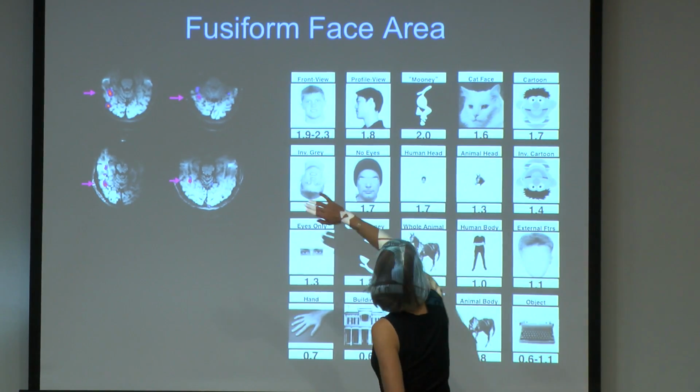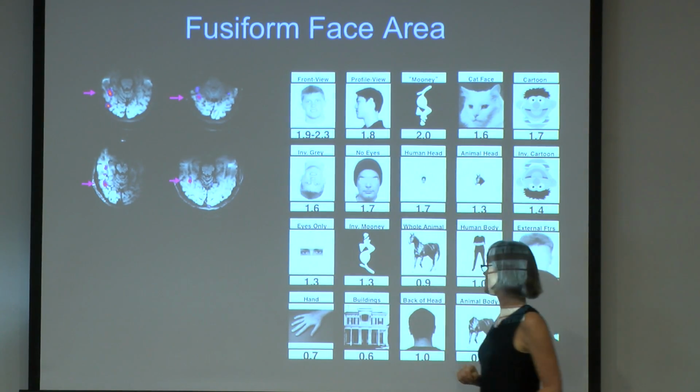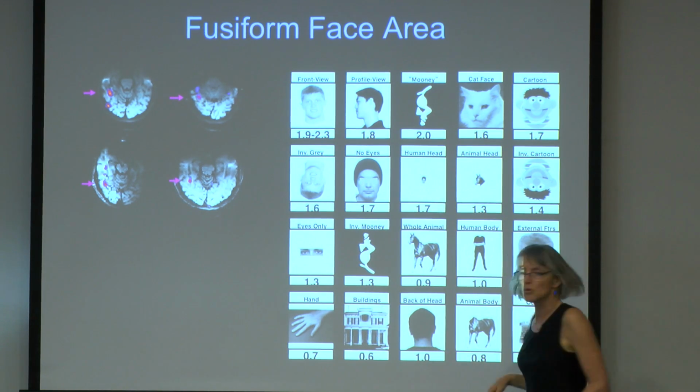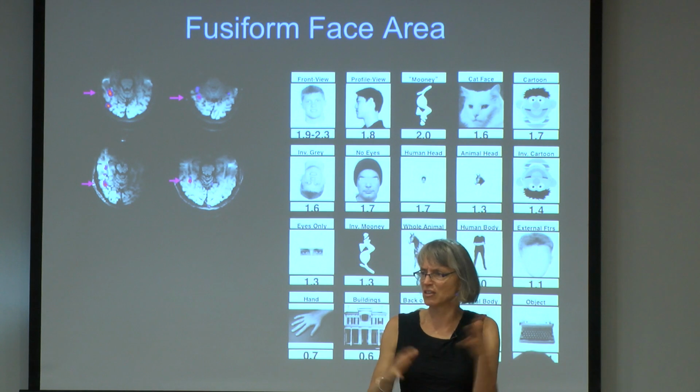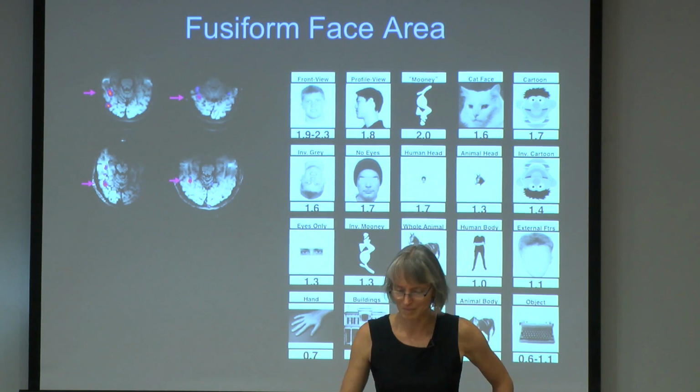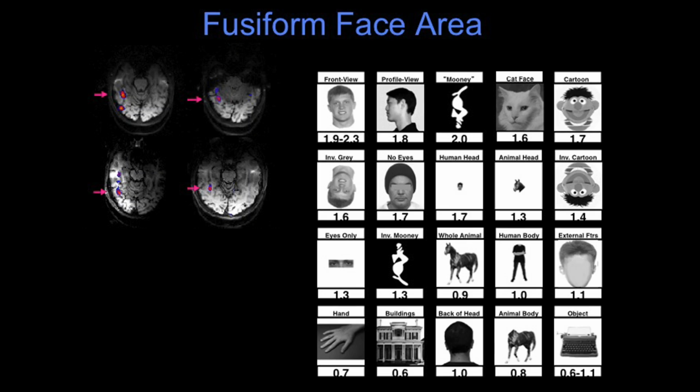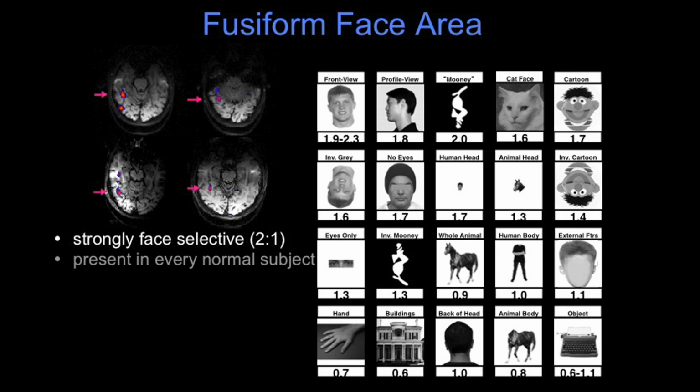Here it's high response to a wide variety of different faces, much lower response to a whole bunch of different kinds of non-faces, and intermediate responses to things that are only kind of sort of partial like faces. Okay, a few things about it. One, it's very selective. It responds at least twice as strongly to faces as to any non-face stimulus. It's present in essentially every normal subject.